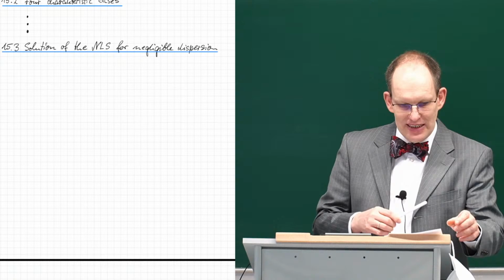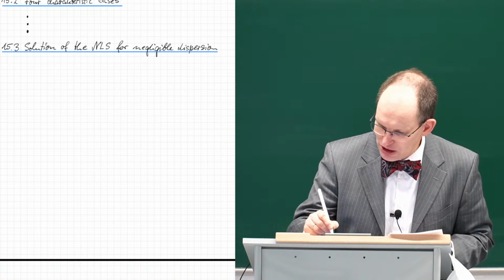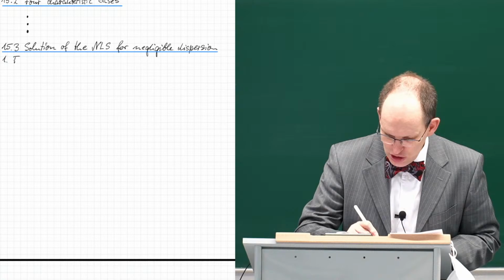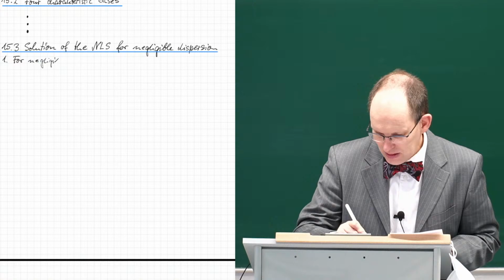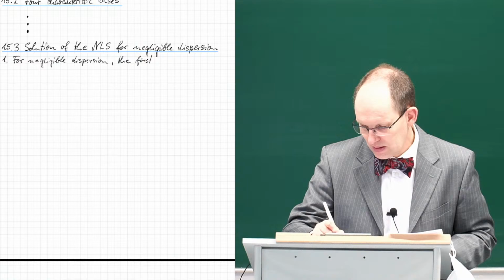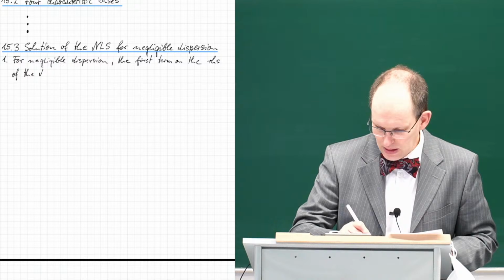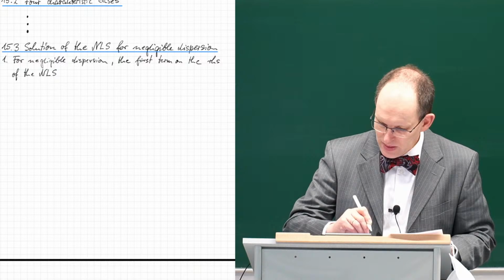So, let's just start to take a few notes here. So, for negligible dispersion, the first term on the right-hand side of the nonlinear Schrödinger equation, NLS, can be neglected.